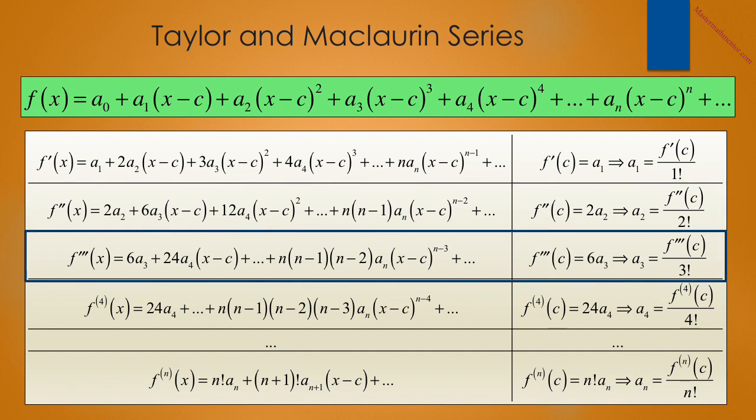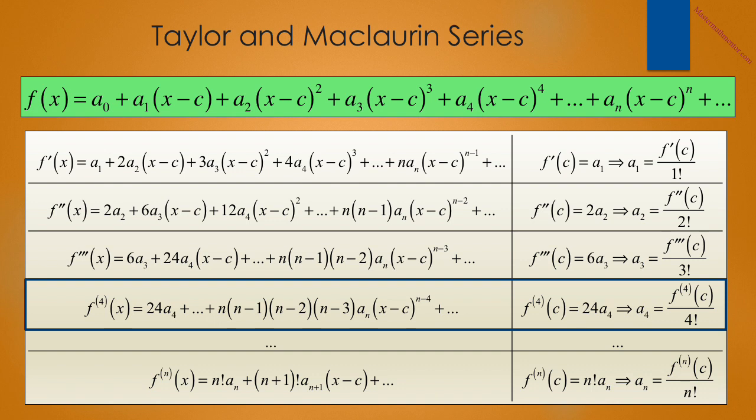Let's find f triple prime of x. That will equal 6a sub 3 plus 24a sub 4 times the quantity x minus c plus dot dot dot plus n times n minus 1 times n minus 2 times a sub n times the quantity x minus c to the n minus 3 plus dot dot dot. So f triple prime of c will just be the first term in that series, which is 6a sub 3. And therefore a sub 3 is equal to f triple prime of c over 3 factorial.